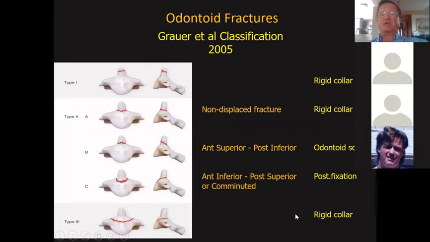Type 3 may be managed with a rigid collar. Actually, somebody may still consider using a halo, but a halo is not a very easy thing to carry, and especially in older persons, in geriatric patients, it's better not to use it because the complications of halo are quite high.